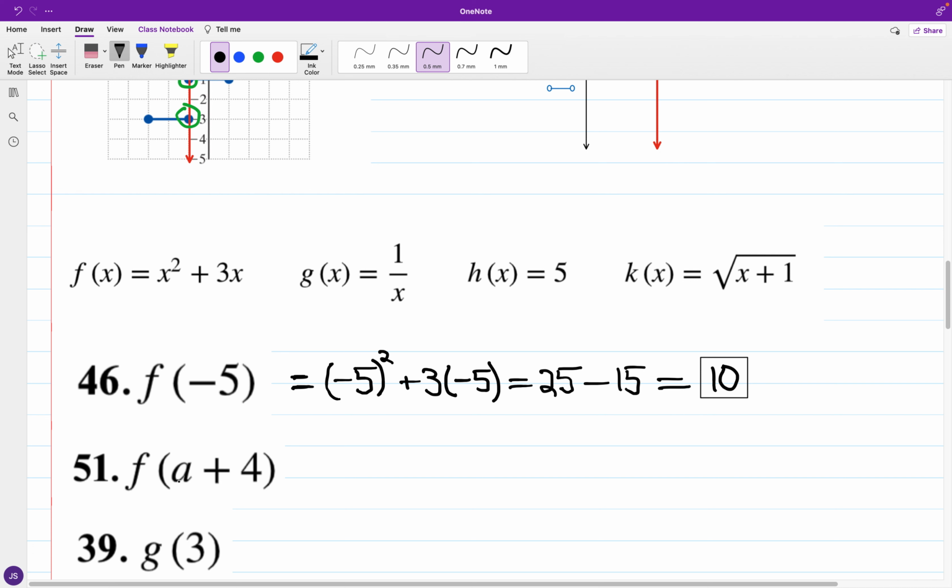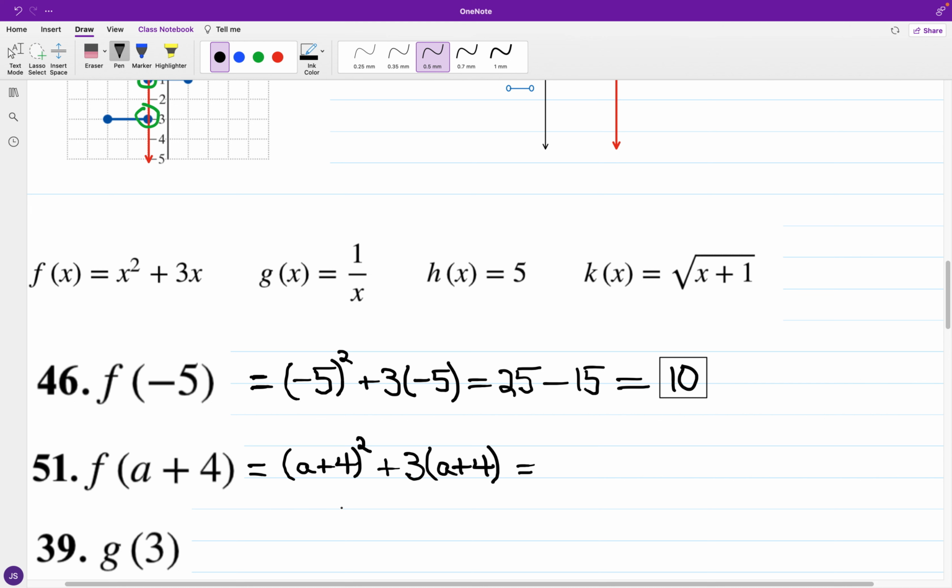Now looking at expressions, going from a constant to just a variable expression, now I have f of a plus 4. So I'm changing the input from x to a plus 4. If I follow through, f of the input is equal to the square of the input. In this particular case, this is going to be the square of a plus 4, plus 3 times the input. So that's going to be 3 times the quantity of a plus 4.